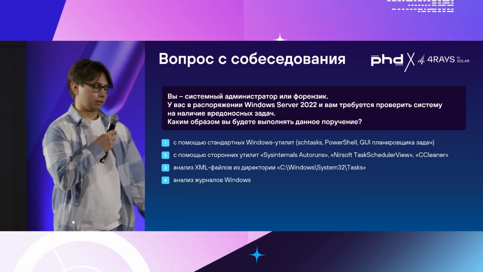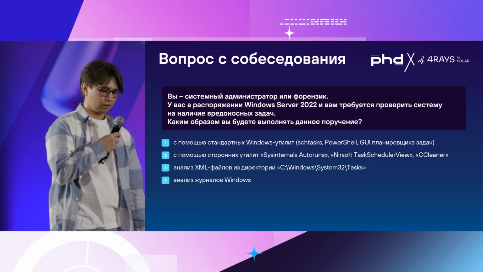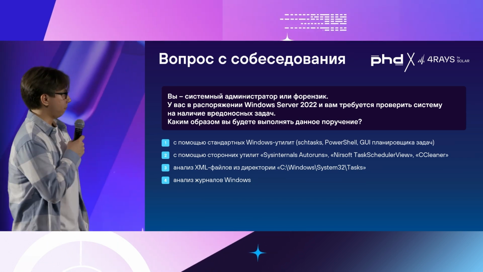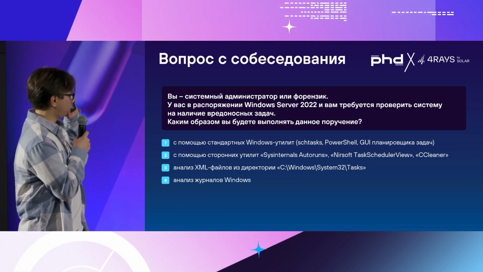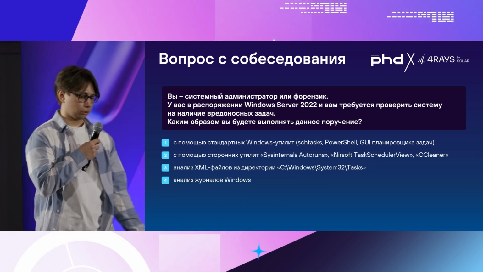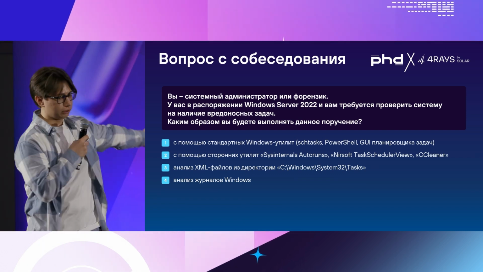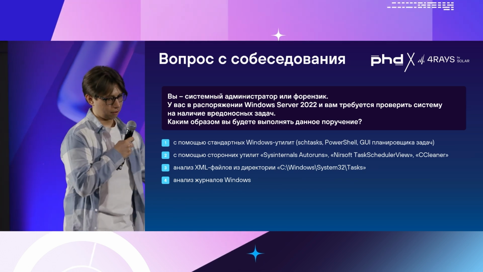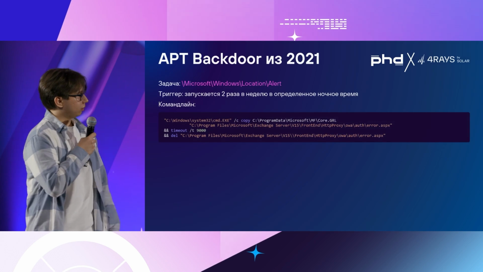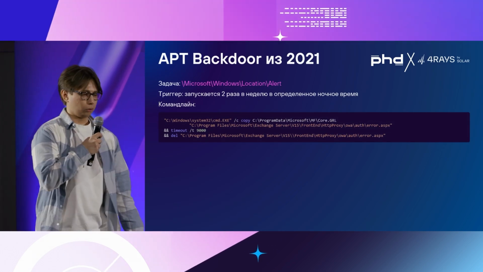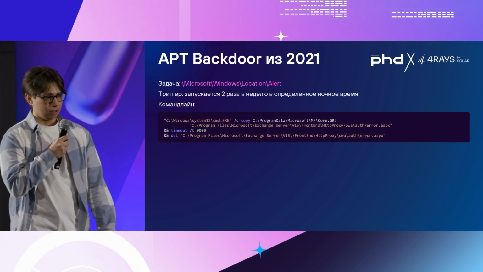We can analyze the XML files from System32 Tasks and analyze the Windows logs, but there is a subtlety. In 99% of cases, if you do any of these things, you'll be able to find something. But there's one case where you do all four of these things and still miss it. We saw it in 2023.